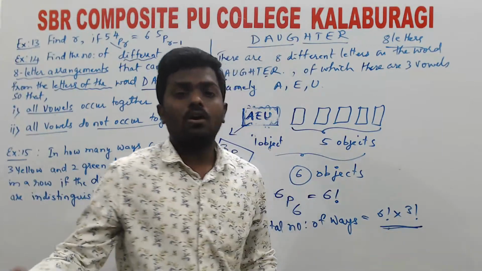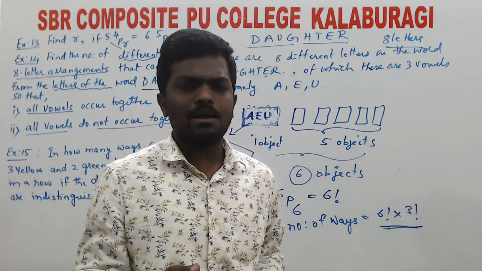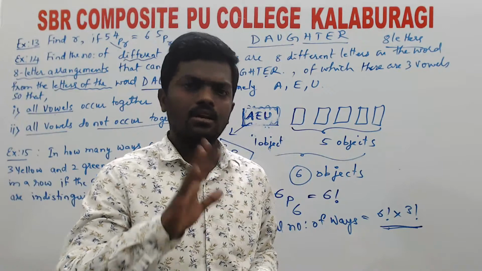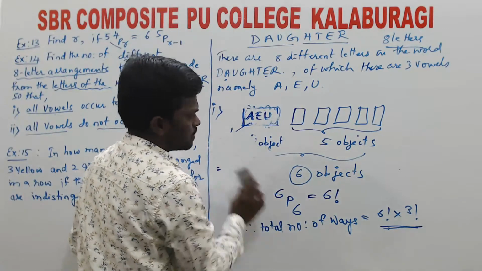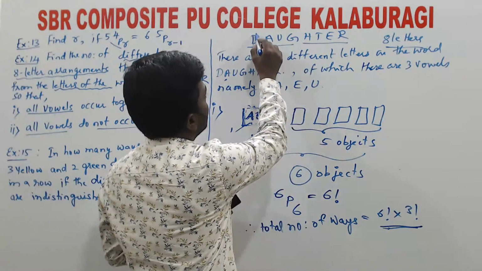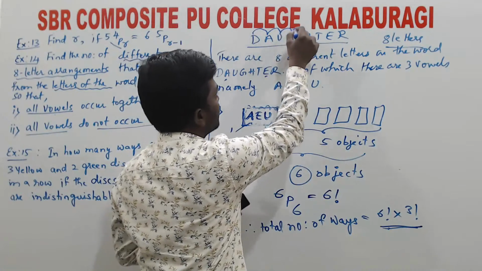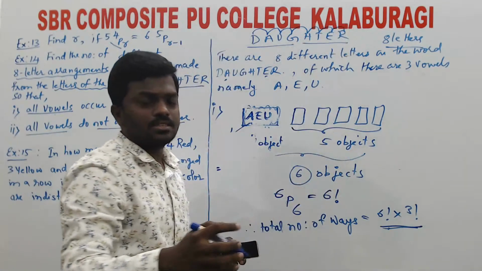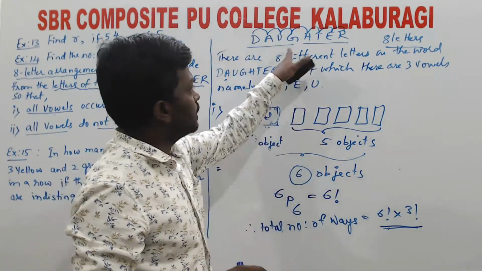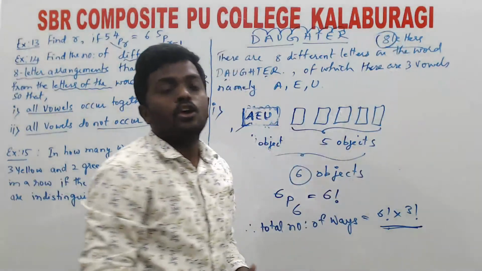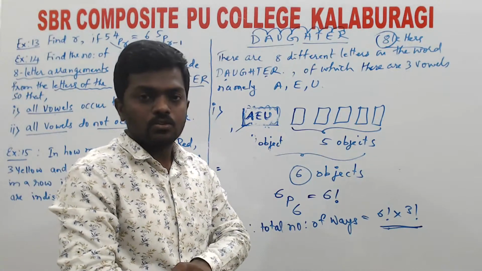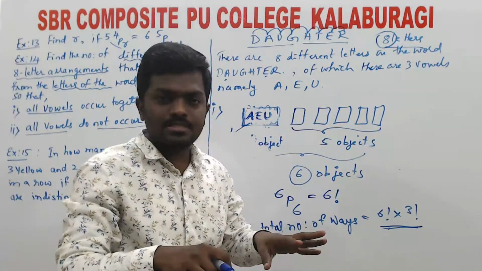Is that clear, students? Or else we can understand by a simple example also. I believe everyone has been to a picnic or an excursion, right? So the same thing, don't worry. So now look here. These are 8 different letters, right? So I say there are 8 different students, right? So they are going for a picnic by train. Is that clear? So trains have bogies, right?